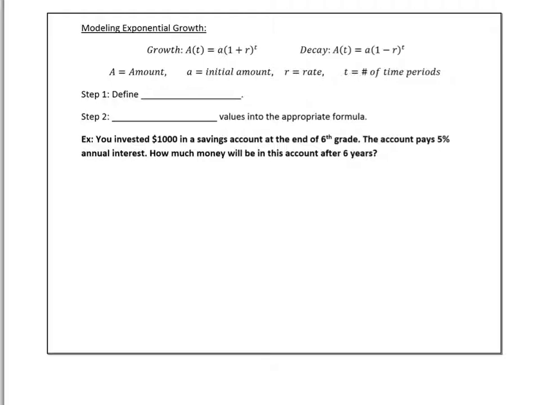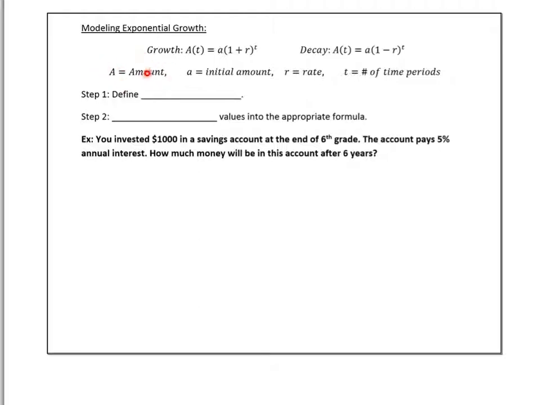Now to model exponential growth, we have two equations here. The first equation models growth, and when it models growth, it has a plus sign in the formula. When it models decay, then it has a minus sign in the formula. Besides that, they're exactly alike.